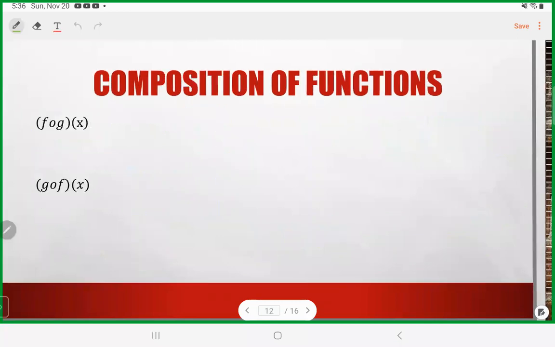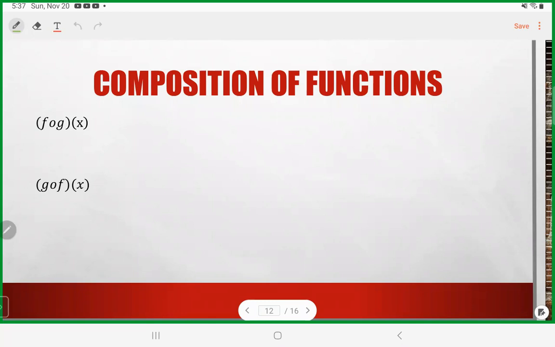Very nice. Good job. So now let's learn about the composition of functions. This is very, very easy. We're not going to talk about the domain of the composition yet, because it's a little bit more complicated than what we did back there. Let's just learn how to compose functions.